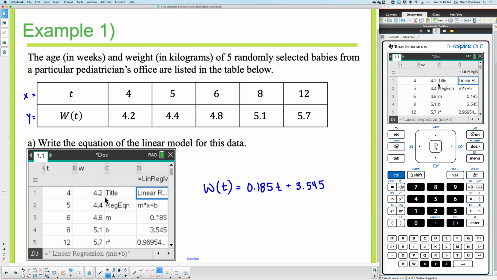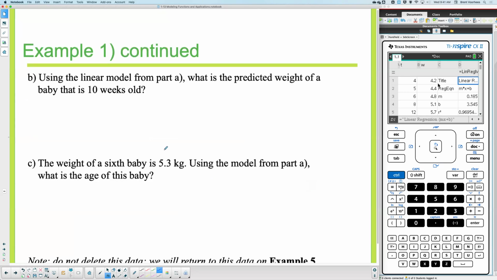Am I going too fast? Are you with me? Anybody struggling to get those values in the calculator? Everybody got it? Everybody's good? Okay.